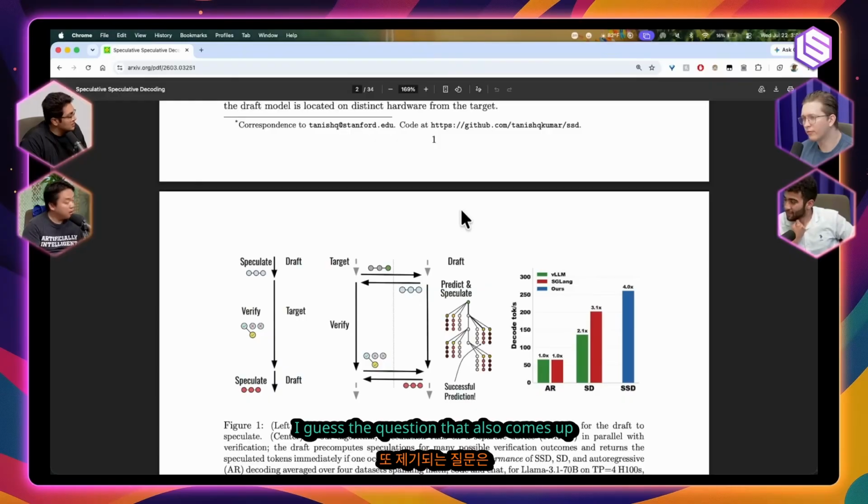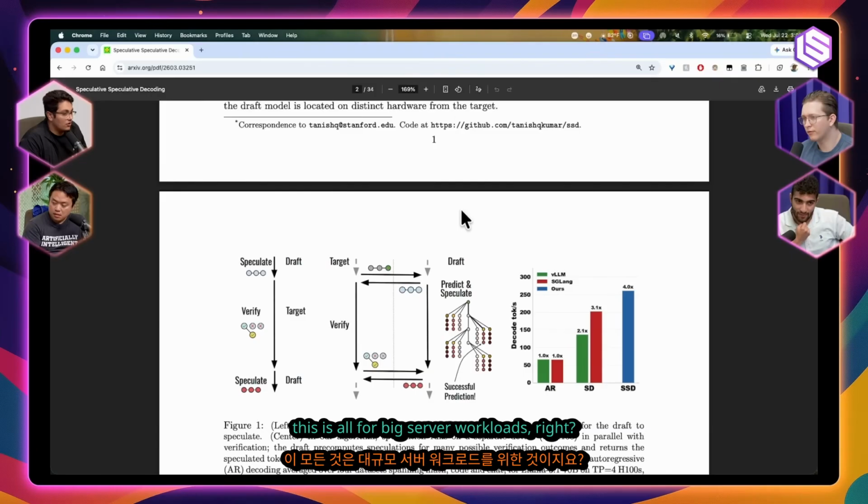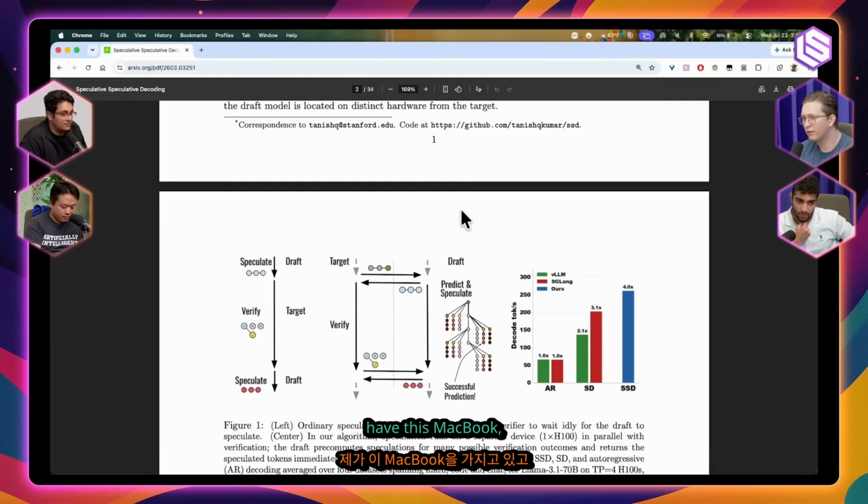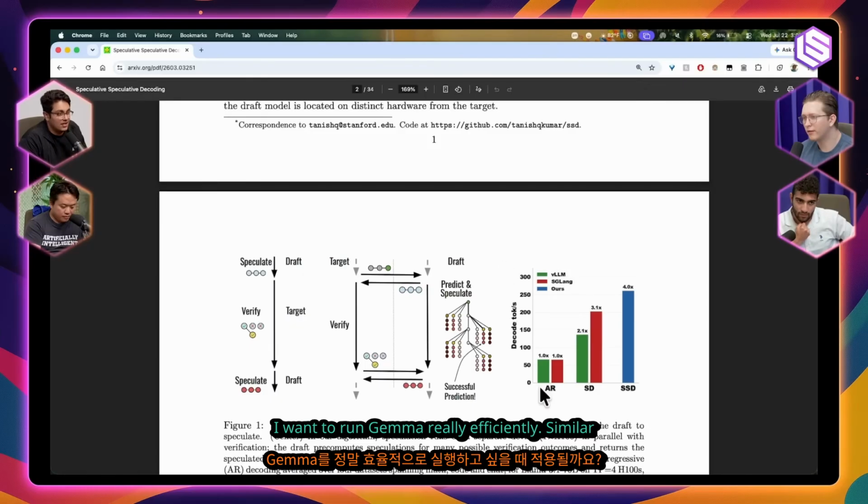I guess the question that also comes up is, this is all for big server workloads, right? How much of this applies to, say, I have this MacBook and I want to run Gemma really efficiently? Similar problems, not the same?